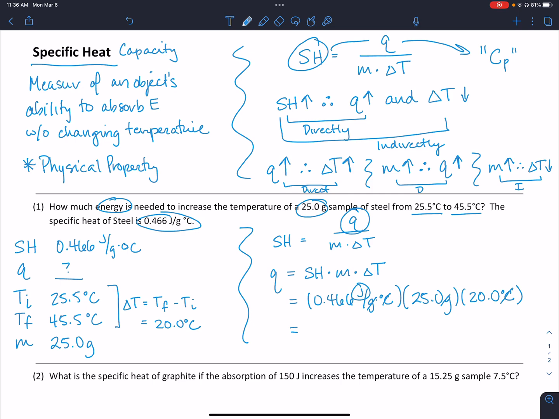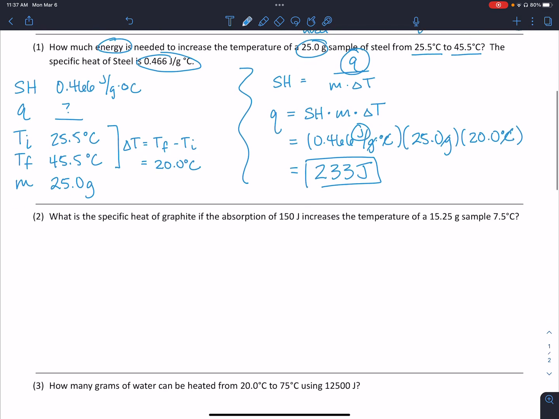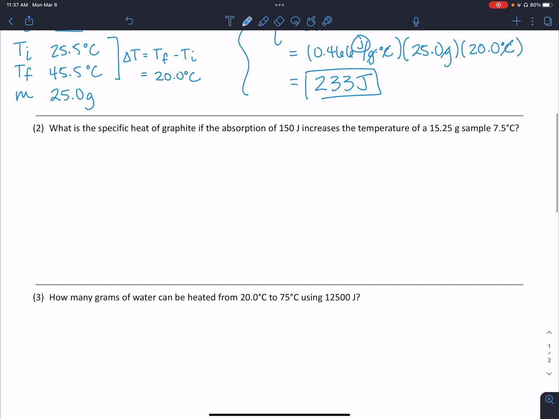And once we plug everything in, we find that when we add energy to this sample, we're going to need 233 joules worth of energy to get the temperature of 25 grams of steel to increase by 20 degrees. All right, let's slide down to number 2.